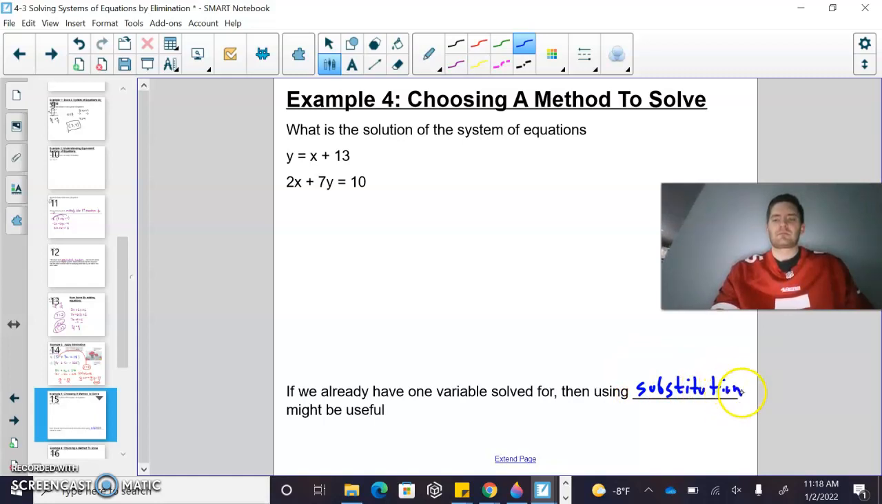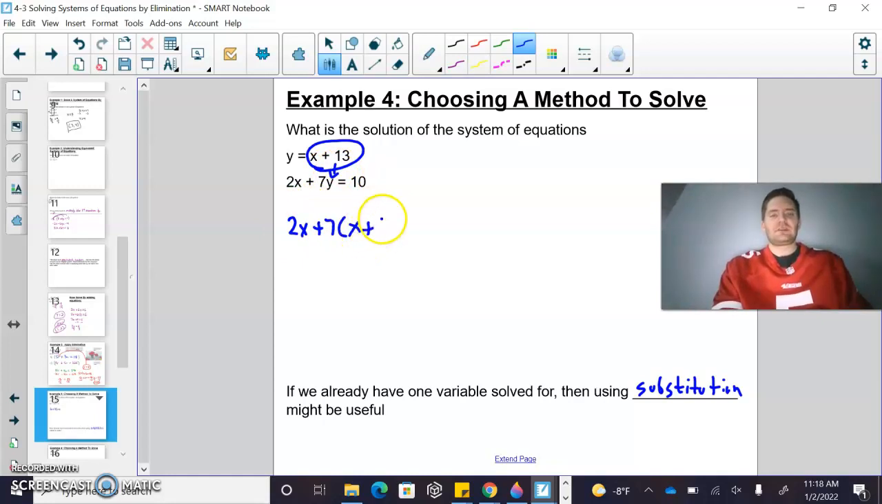Would you use elimination on this one? You would have to rewrite it in order to make it work. So instead of going through and rewriting this first equation or rewriting the second one, it might be easier just to do substitution. Or just substitute this in for y. Again, like I mentioned in the previous video, don't forget about the parentheses.